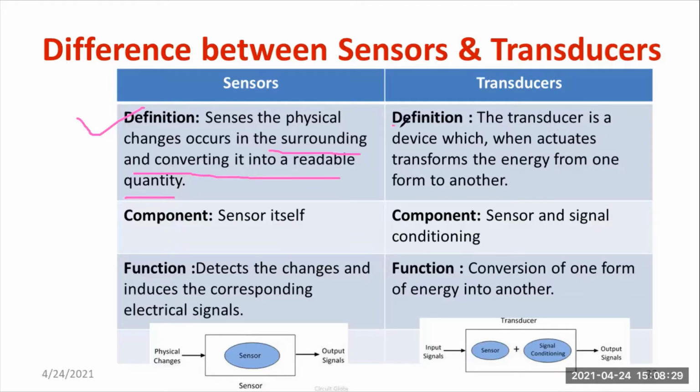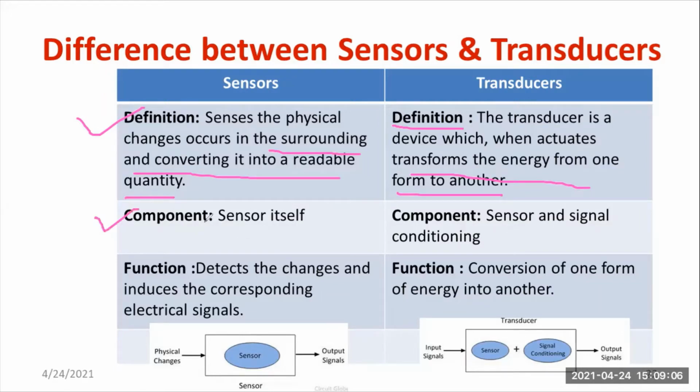If I talk about the transducer, it is a device which, when actuated, transforms energy from one form to another form. That is LVDT. LVDT is one of the transducers. It works on the principle of the inductance effect. And I can also say that strain gauge and load cell are all called transducers. This is the main difference as far as the definition is concerned.